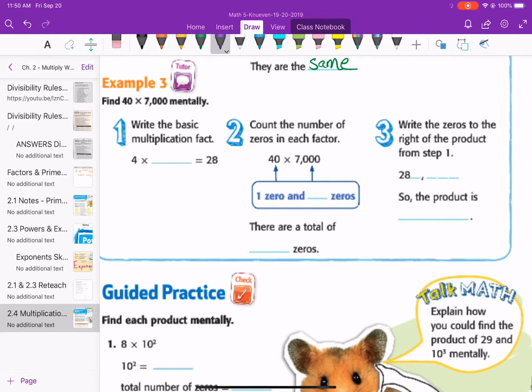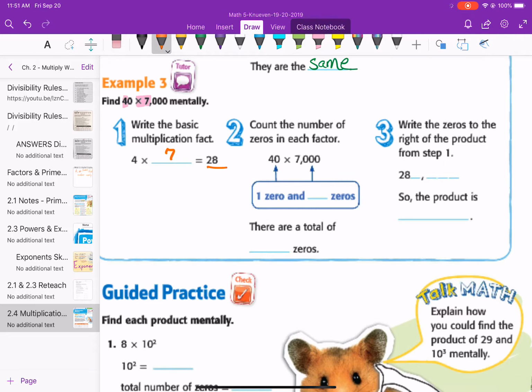All right, so example 3, find 40 times 7,000 mentally. Well, that can be a little scary, but if we break it down into pieces, it's much more manageable. So we're going to first write the basic multiplication fact. Well, what's the basic problem? I see a 4 times 7, right? So 4 times 7 is 28.